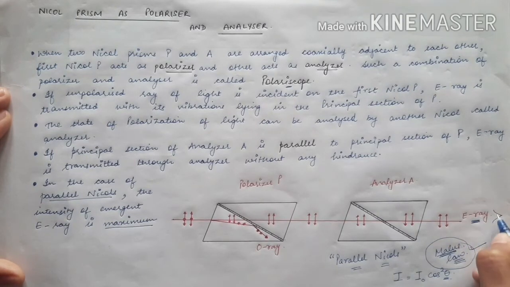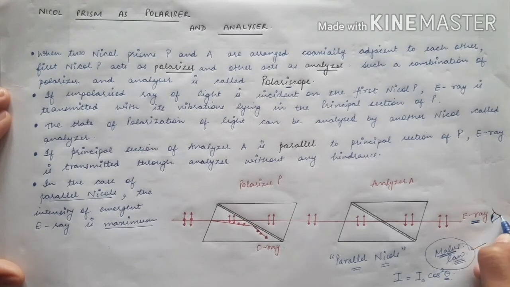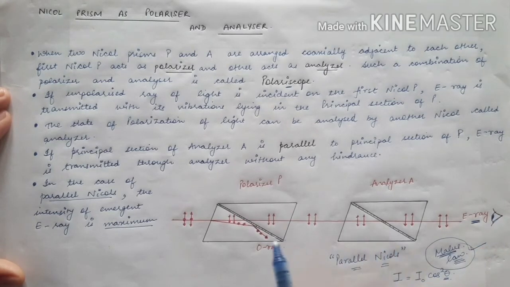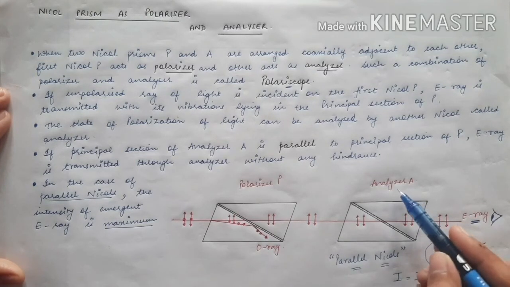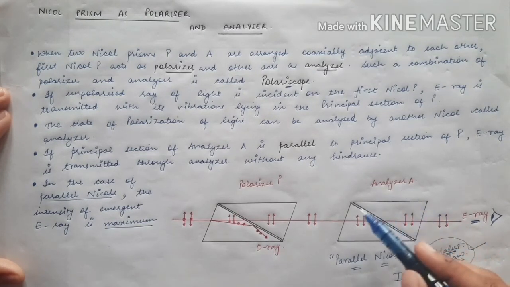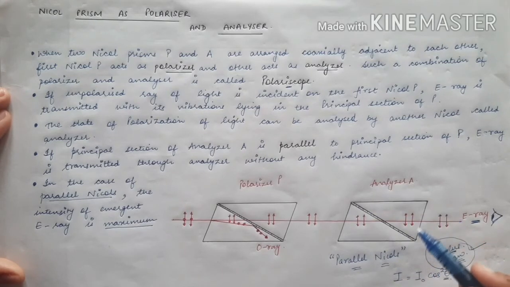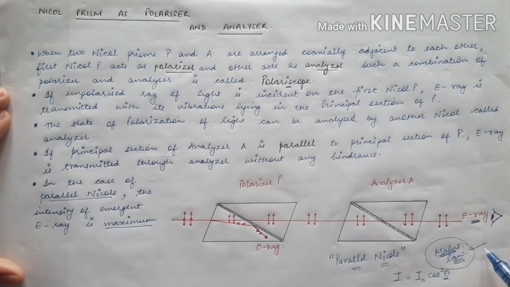As you will see from the right-hand side, when the principal sections of both the prisms are parallel, the intensity is maximum. But as you start rotating this second Nicol prism, the analyzer, its principal section will also start rotating, and the intensity of the emergent ray will start reducing.